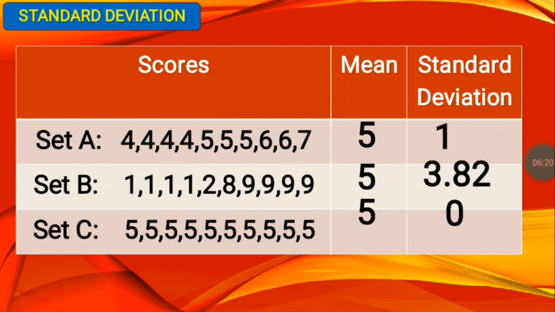Then for set B, you have 3.82 as your standard deviation. As you can see, in set B, the scores are widely spread. Like you have 1, and you have 2, 8, and 9 as the values. And for set C, since you have a standard deviation of 0, it means that the scores are exactly the same as the mean. So your standard deviation will be 0 if all the scores are of the same value as the mean.